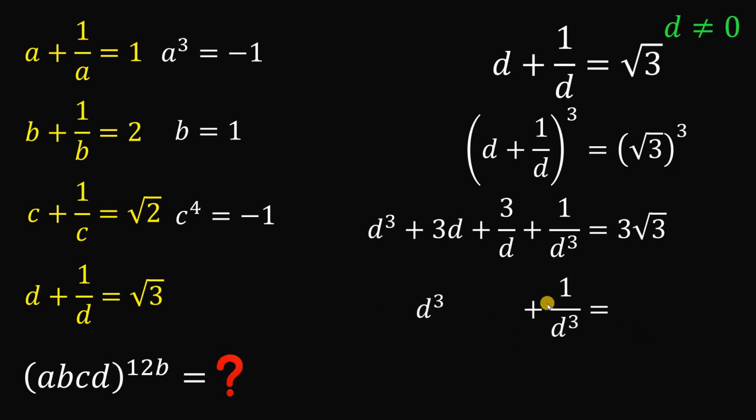So we have d cubed plus 1 over d cubed equals 0. And since d is not equal to 0, d cubed is also not equal to 0. So we can multiply both sides by d cubed. So we get d raised to the 6th power plus 1 equals 0. It follows that d raised to the 6th power equals negative 1.